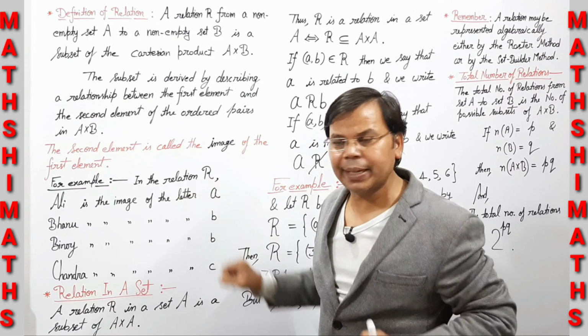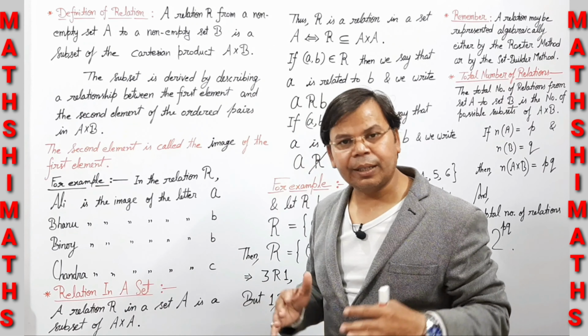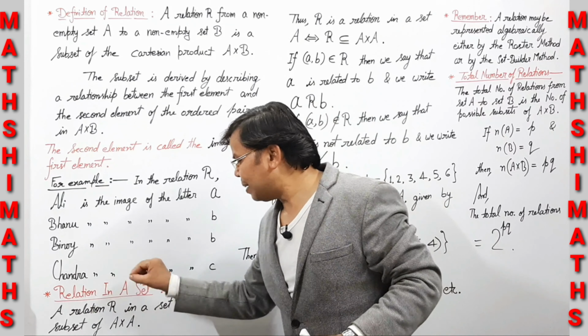For example, in the relation R which we have just studied, Ali is the image of the letter A, Bhanu is the image of the letter B, Binoy is the image of the letter B, Chandra is the image of the letter C.